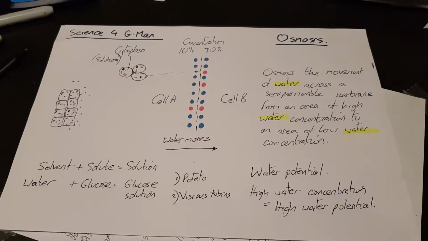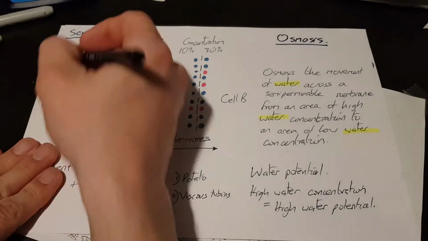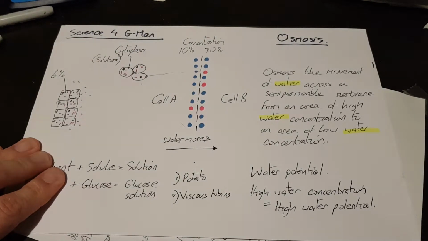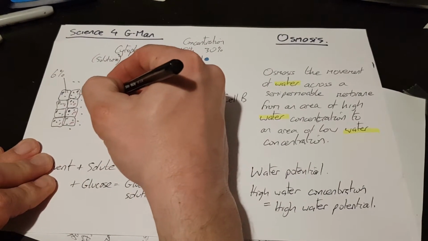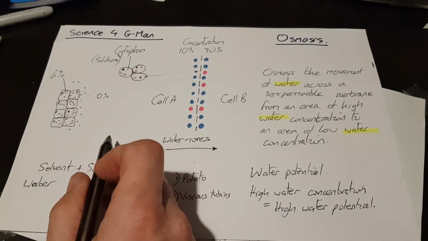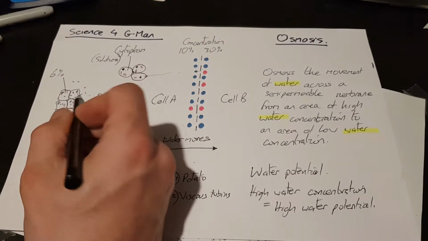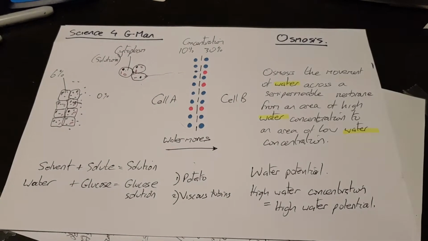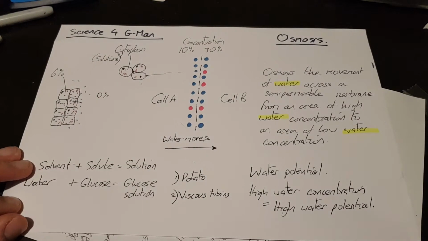Now, in here, we've got things dissolved. So let's say it's about a 6% solution on the inside. And here we've just got water, so it's a 0% solution. So if this water is going to move into these cells, the cells will expand. They'll get bigger. It's almost like blowing up a balloon.